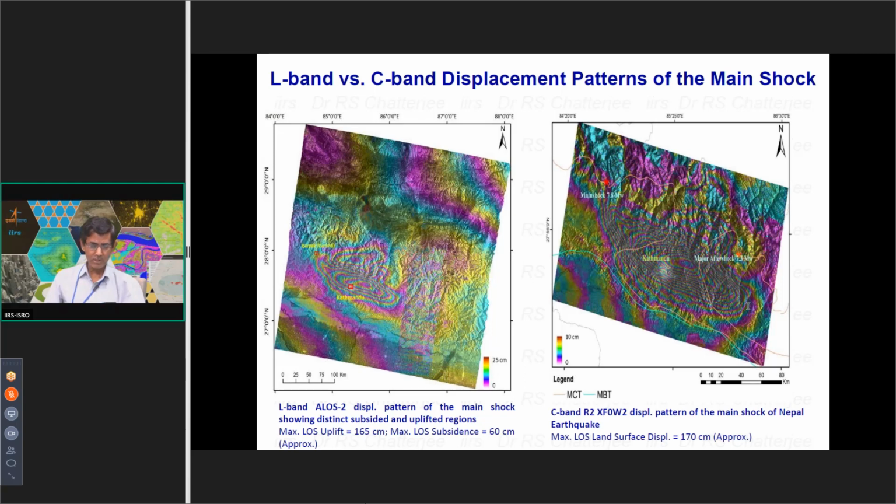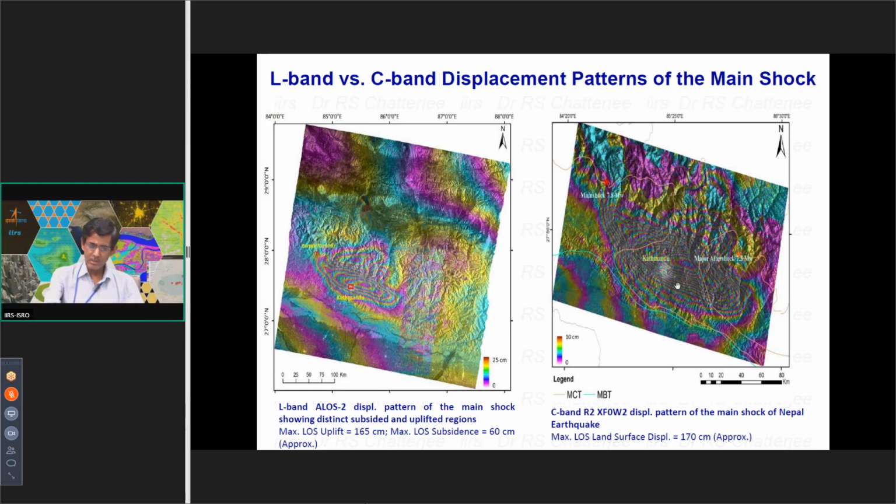Here you can see there are two distinct patterns. The lower pattern is the uplift. There is an uplift of up to 165 centimeter, and the maximum uplift you can see is very close to Kathmandu. And there is a subsidence, one elliptical pattern on the southern side. So the southern side is uplift, and the northern side is subsidence. The maximum uplift is 165 centimeter, and on the northern side the pattern is due to the subsidence of the land surface, where the maximum subsidence is 60 centimeter.